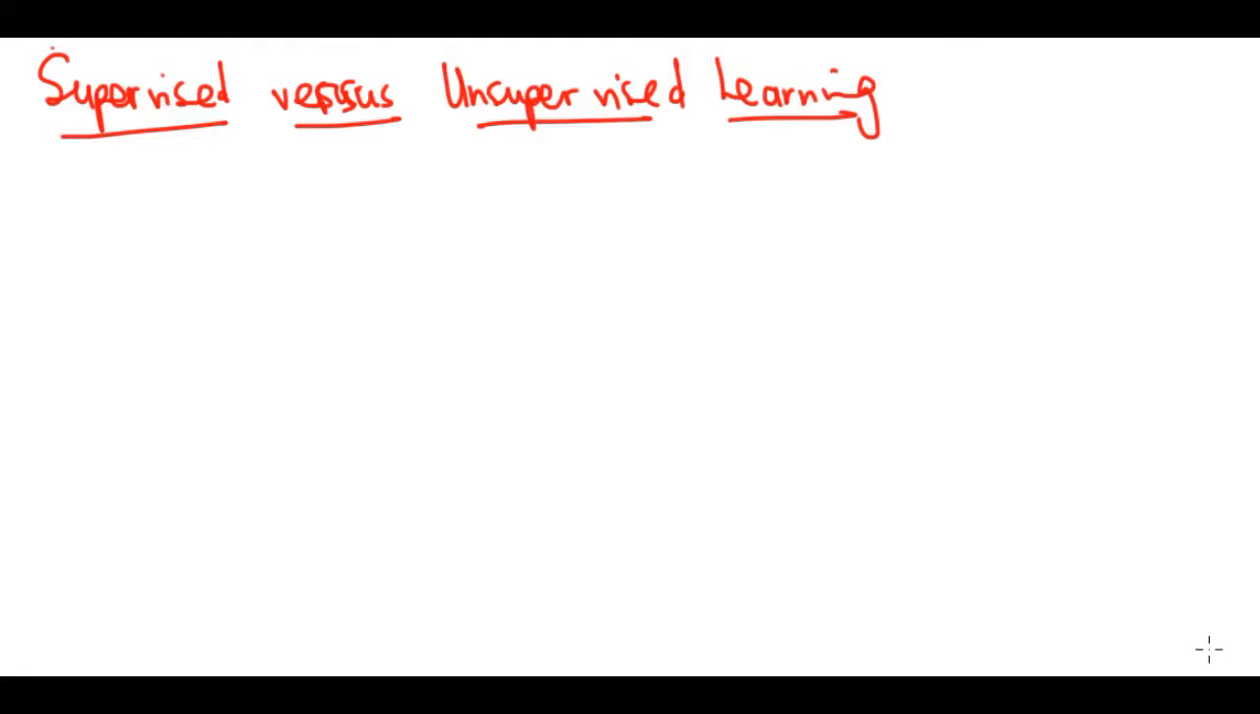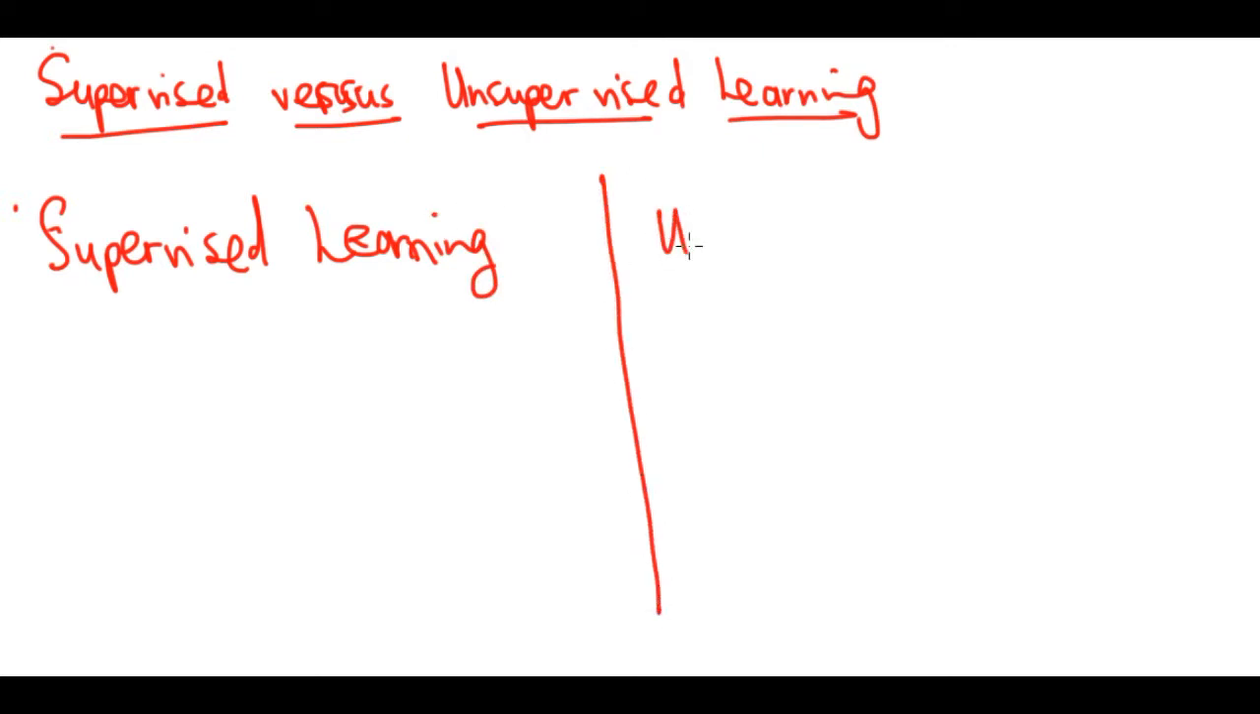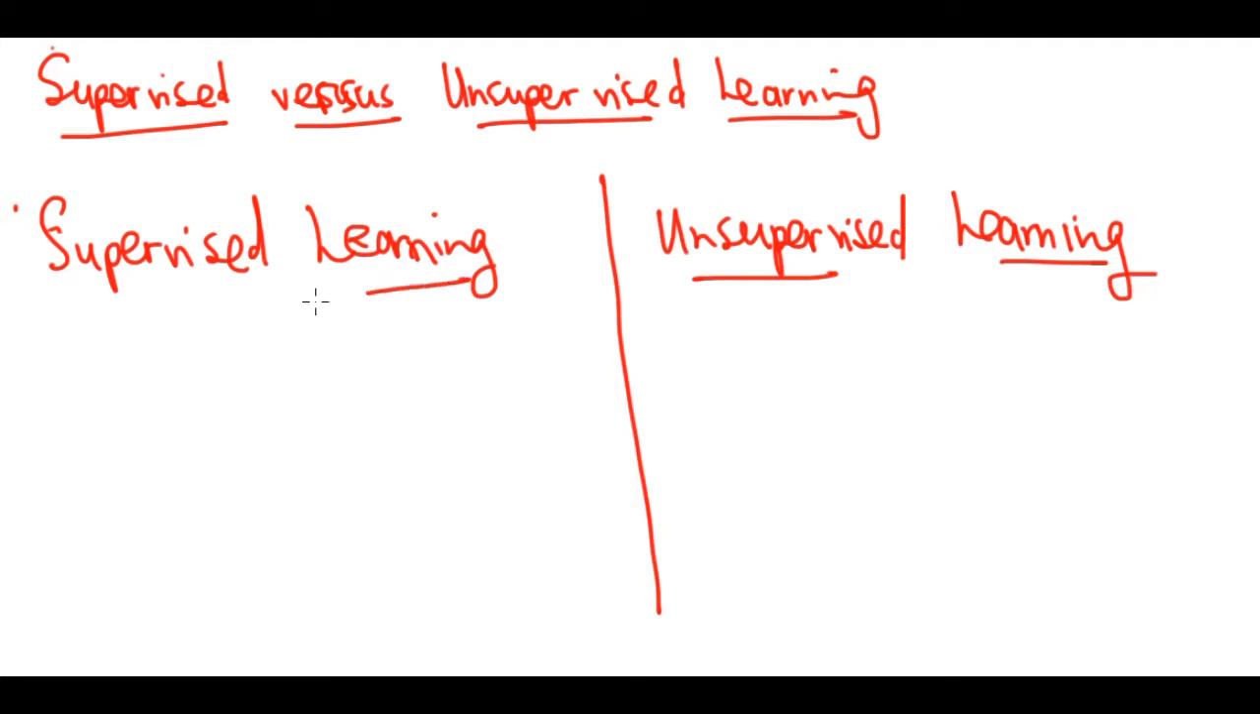So, in this video, we are going to discuss supervised versus unsupervised learning. In machine or statistical learning, problems usually fall into two groups. We have supervised learning, or supervised problems, and unsupervised problems, or unsupervised learning. Cool. So let's discuss these.